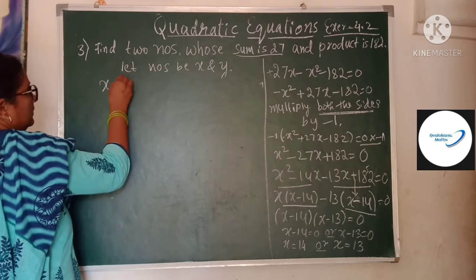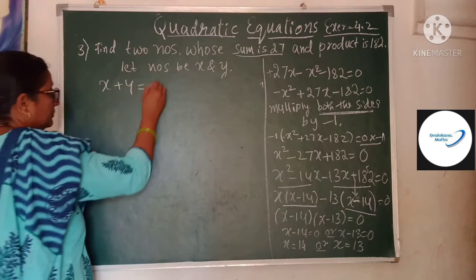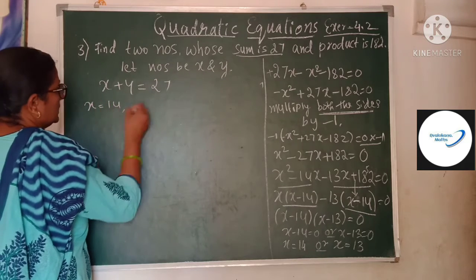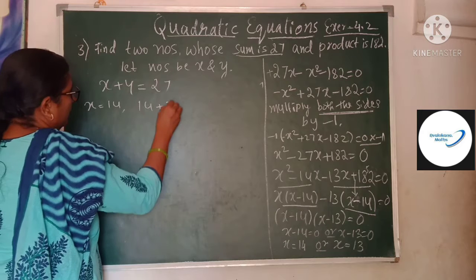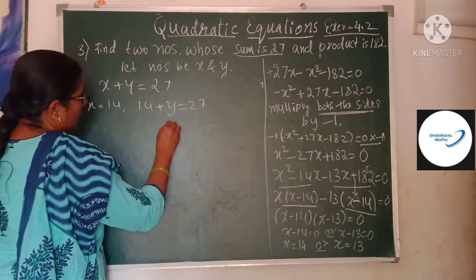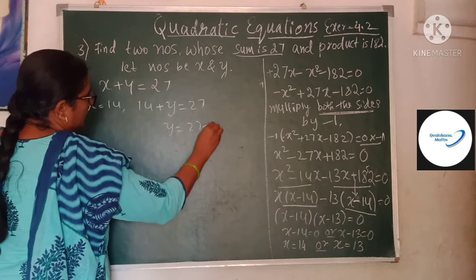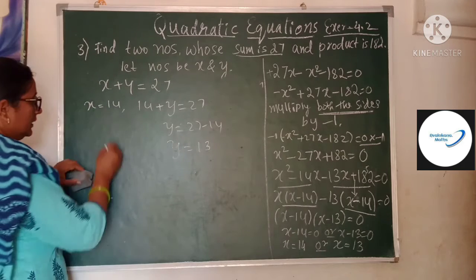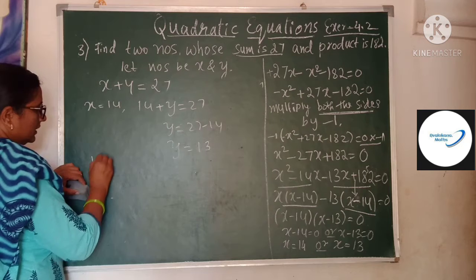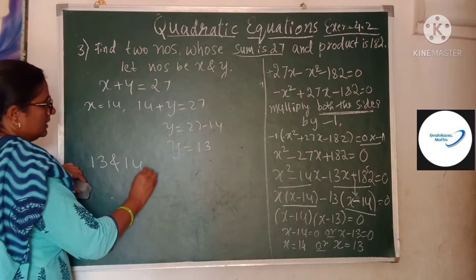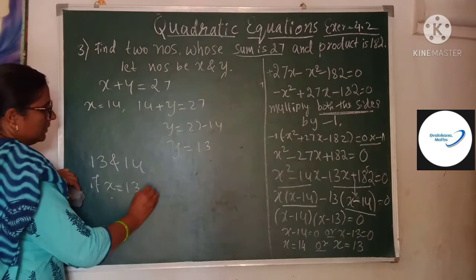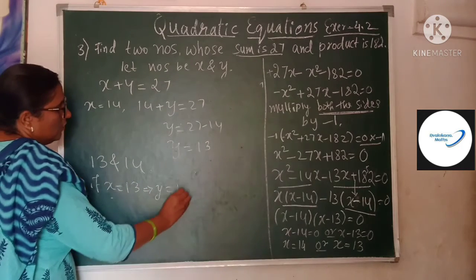So what have you taken? x plus y is equal to 27 you have taken. When x is equal to 14, solve this way: 14 plus y is equal to 27, y is equal to 27 minus 14. Then obviously y is equal to 13 you are getting. That means the two numbers are 13 and 14. Similarly, if x is equal to 13, this implies y is equal to 14.